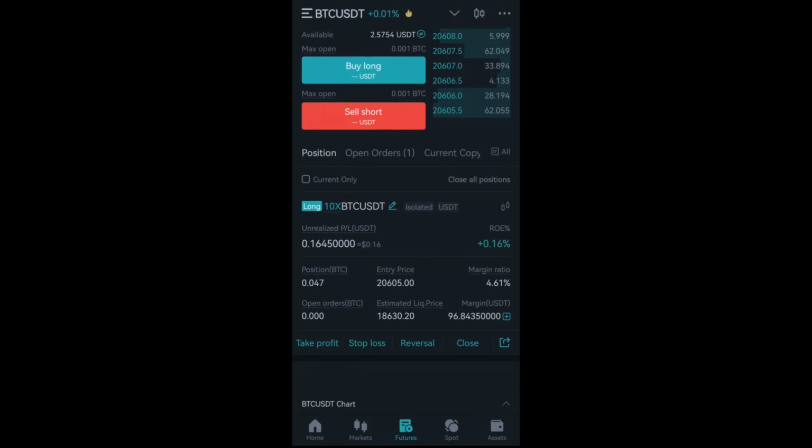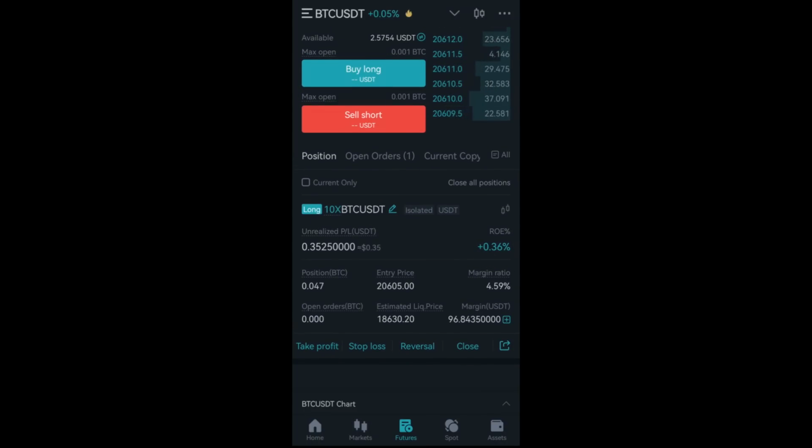Guys, here you can see that I'm already in profit. Once Bitcoin pumps a little bit, I can easily make profits. And in case the Bitcoin price goes down, then I'll go into loss. Similarly, if you select the sell short option and BTC crashes or goes down, then your trade will be in profit. If the Bitcoin price goes up, then your trade will be in negative profit.